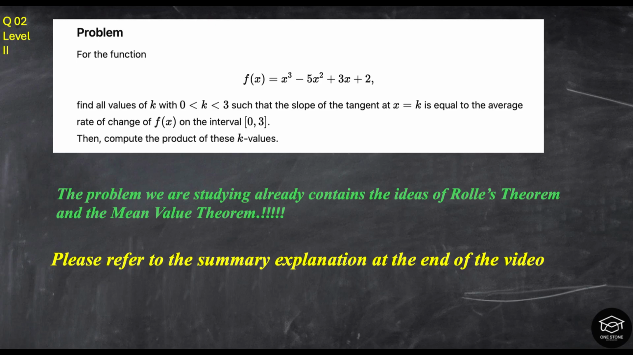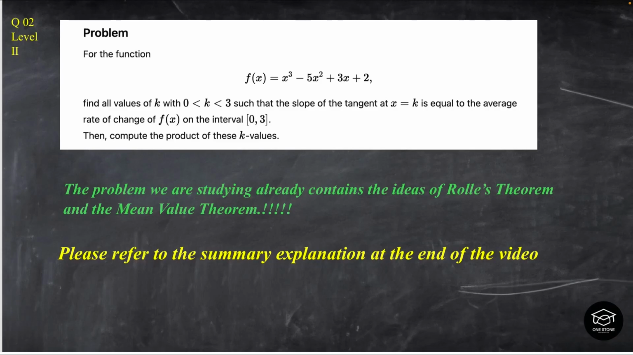We are given the function f of x equals x cubed minus 5x squared plus 3x plus 2. We want to find values of k between 0 and 3 such that the slope of the tangent line at x equals k is equal to the average rate of change of f on the interval from 0 to 3. Then we want to compute the product of these k values.